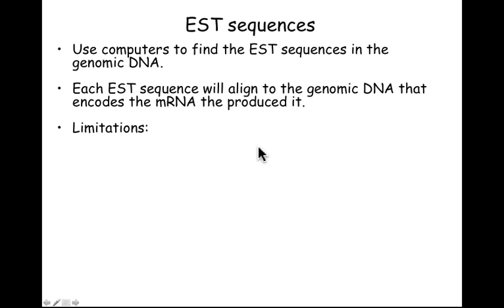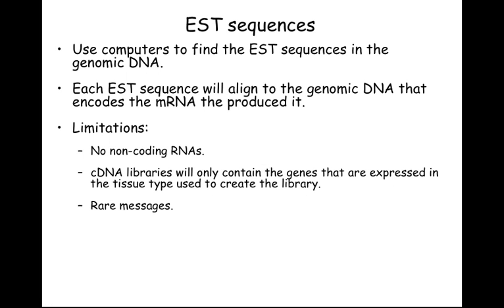So one of the problems with this sort of an approach is you won't get non-coding RNAs, as we just talked about. The other thing is that the cDNA libraries only contain genes that are expressed in the type of tissue used to create the library. So, granted, all of the genes are encoded by the genome, but in any given cell type, not every gene is being transcribed into an RNA. So, there will be genes which are missing in almost any tissue type.